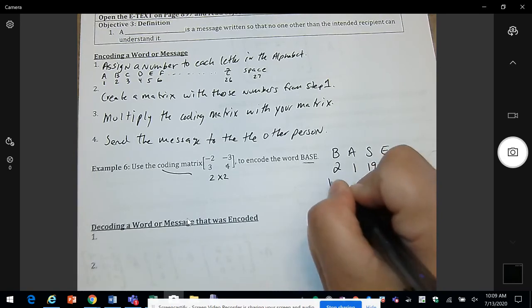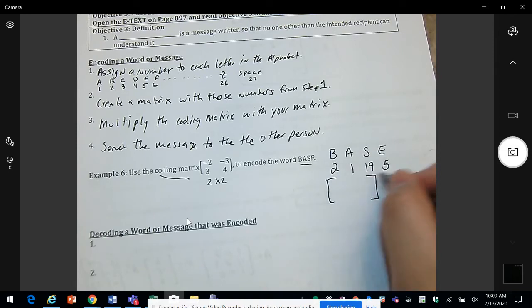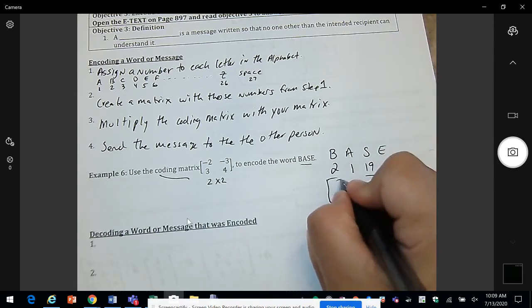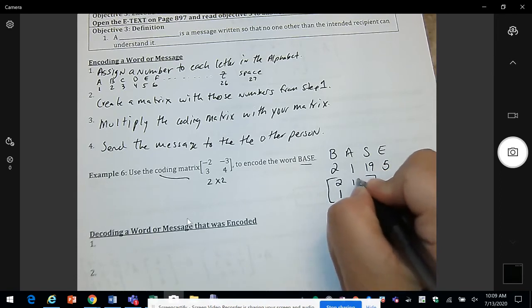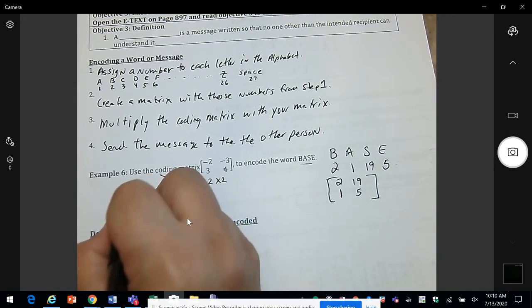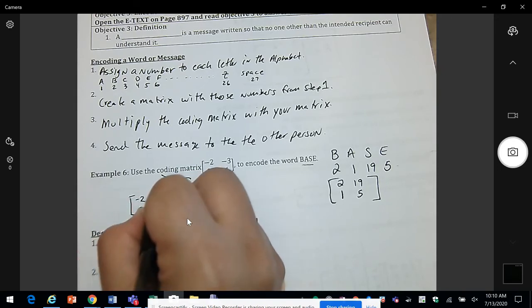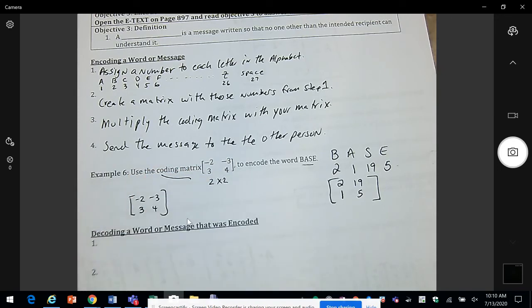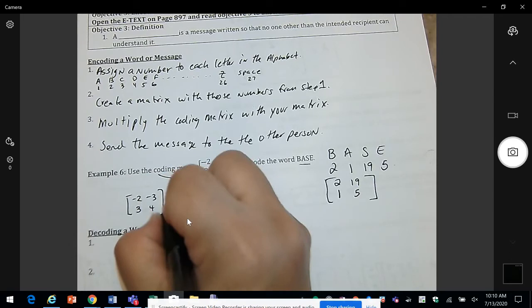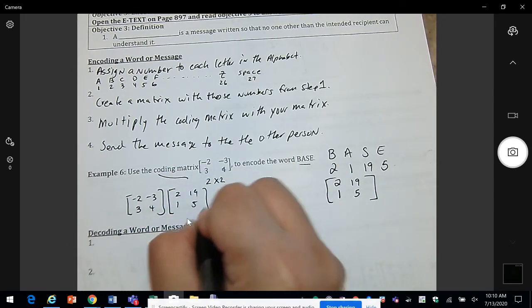So here I'm going to create a new matrix, and I'm going to go down on this matrix. I'm going to start with 2, and then my next letter would be below it, and then 19 and 5. If I had more numbers, then I can just keep putting them in here. So now my coding matrix is -2, -3, 3, and 4. And I'm going to multiply that times my new matrix, 2, 1, 19, 5.